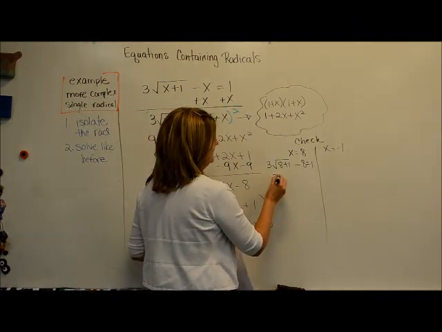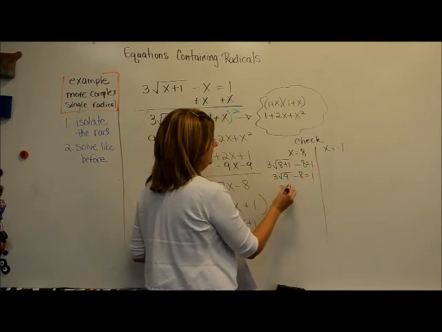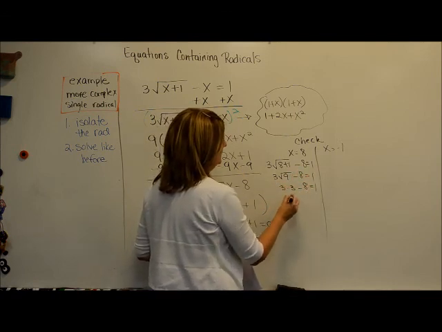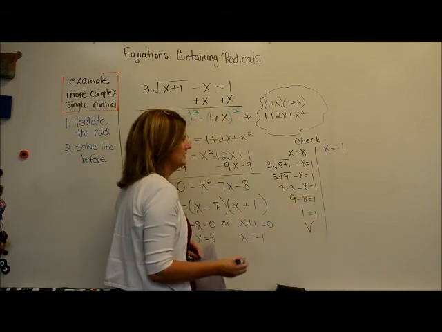Sorry, this is 3 times square root 9 minus 8 equals 1. Or 3 times 3 minus 8 equals 1, or 9 minus 8 equals 1, and 1 equals 1, and that one does work, so that's good.